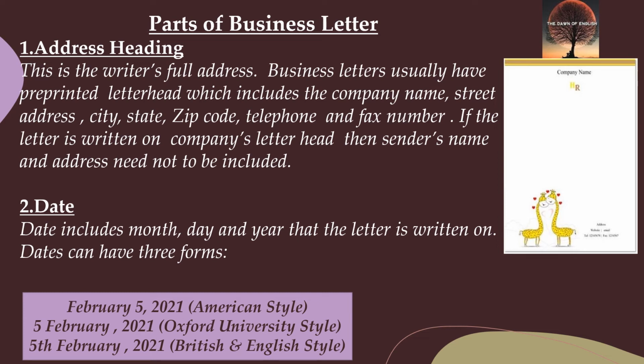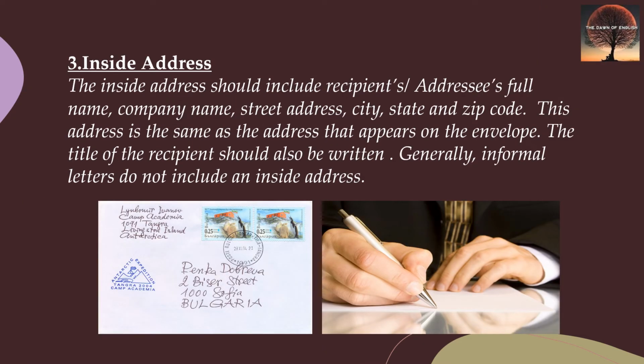The second one is the date, which includes month, date, and year that the letter is written on. Dates can have three formats. Here you can see some examples of dates: the American style, the Oxford University style, and the British and English style. Next is the inside address. The inside address should include the recipient's full name, company name, street address, city, state, and zip code. This address is the same as the address that appears on the envelope. The title of the recipient should also be written, and generally informal letters do not include an inside address.